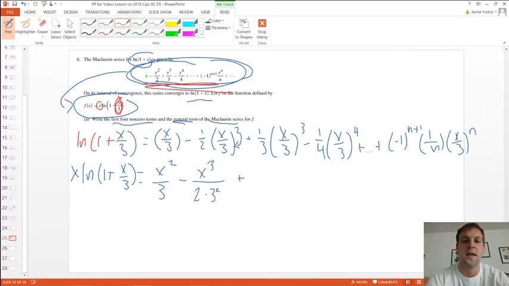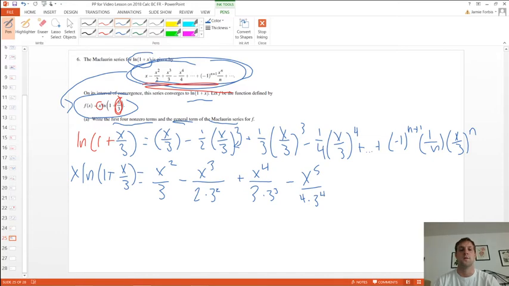And then plus x cubed times x is x to the 4th over 3 times 3 cubed minus x to the 5th over 4 times 3 to the 4th. Okay, I'm just multiplying everything by x and simplifying a little bit. Plus dot dot dot plus. All right, so we are alternating part negative 1 to the n plus 1 still stays the same. And notice what the pattern is now.